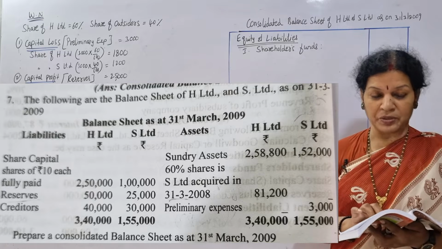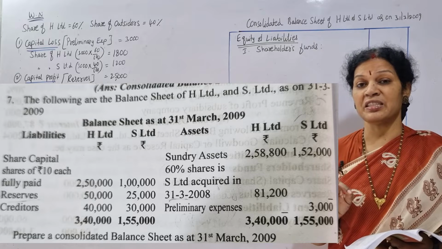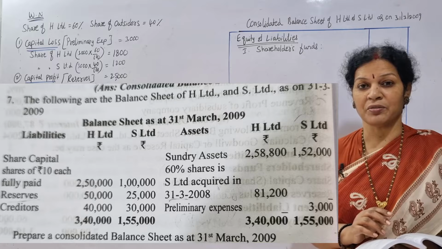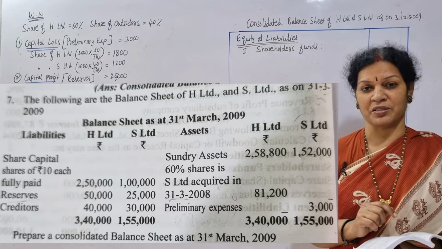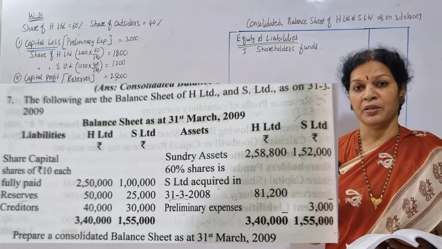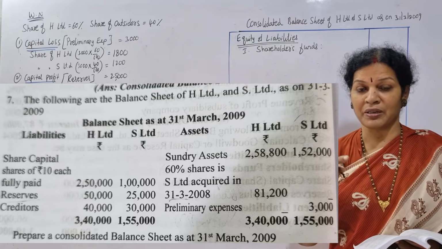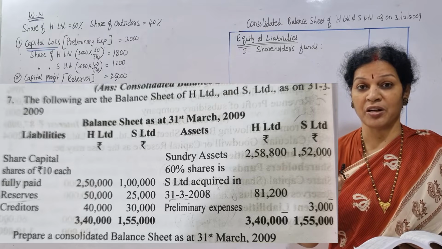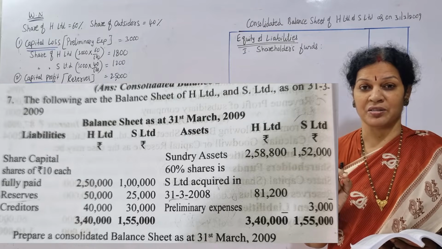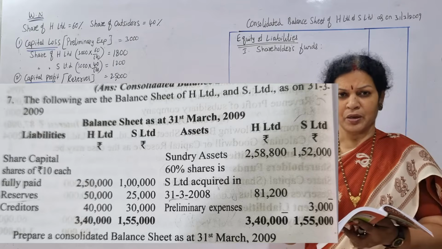Next, preliminary expenses. Always remember, whenever preliminary expenses are given, this is a capital loss. Why do we say it is a capital loss? For that, you need to understand preliminary expenses. Preliminary expenses means the company's promotional point of view. When the company is spending any amount from a promotional point of view, that is called preliminary expenses. This is a capital loss. Please remember this point. Now the asset side is over.